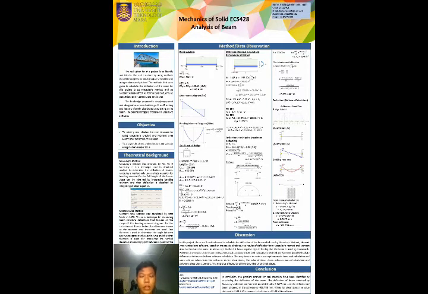In this project, there are three methods used to calculate the deflection of the beam, which are Macaulay's method, moment area method, and by using a software. Based on the result obtained, the result of the deflection from Macaulay's method and moment area method are the same. In Macaulay's method, it has a negative sign indicating that the beam is bending downwards.